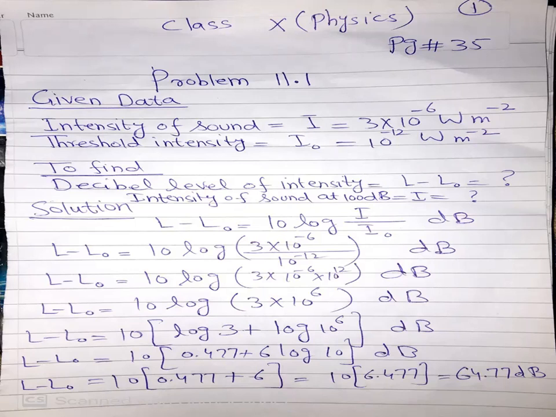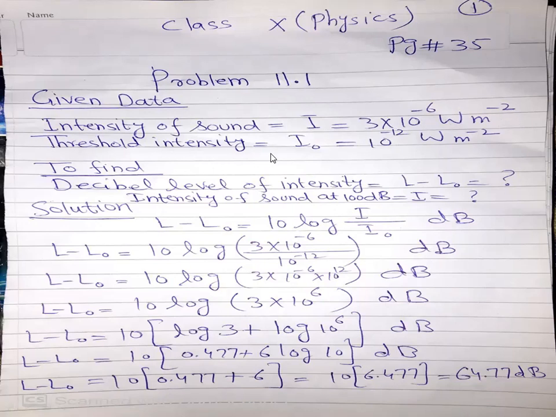In this numerical, we are required to find two things. One is the decibel level for the intensity of sound, and the other is the intensity of sound when the sound is 100 dB, right? So I write the given data first. Given data: intensity of sound is denoted with capital I, and this is given to me as 3 into 10 to the power minus 6 watt per square meter. And you know the unit of intensity of sound is watt per square meter.